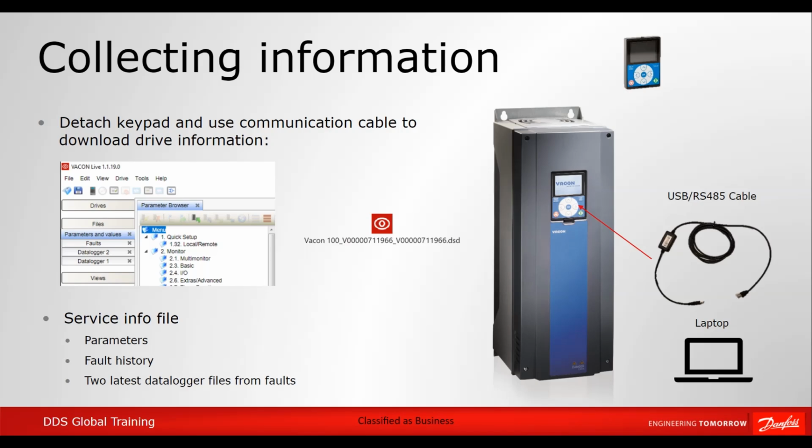The drive must be powered on when downloading the service info file. The drive can be powered by the main supply, or by using a DC power supply directly to the DC main terminals using nominal DC link voltage, or by powering the control unit with a 24 volt external supply.